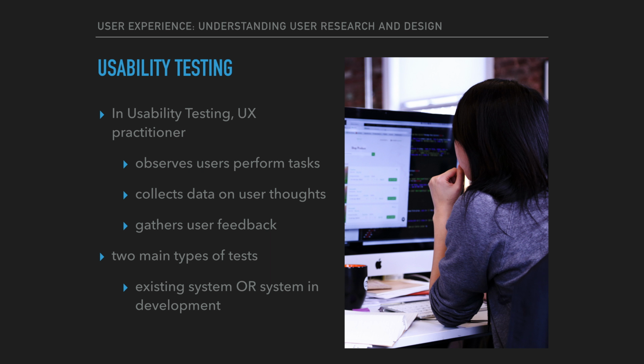Further, the test session strengthens the case for user testing, as stakeholders are able to view and understand the importance of the testing process. Usability testing can be broken down into two main types. Either the test is performed on an existing system that needs to be improved, or it will be performed on a system in development that requires more input on the evolving design.